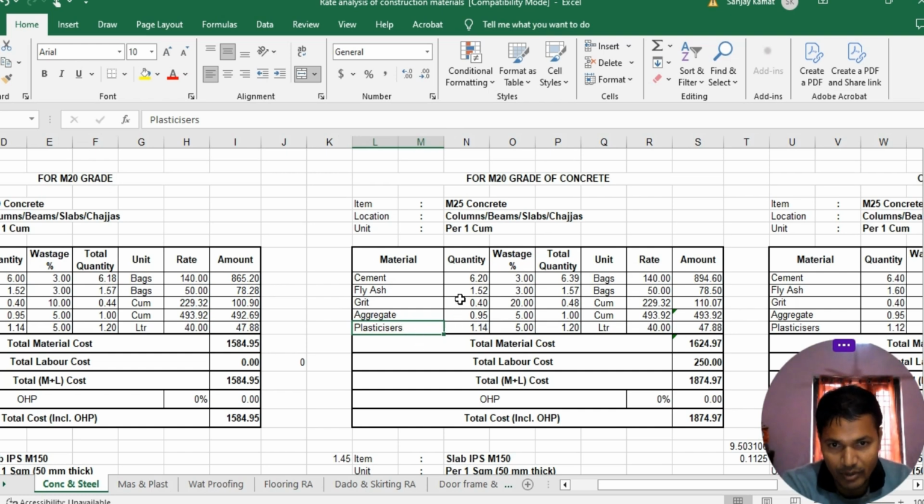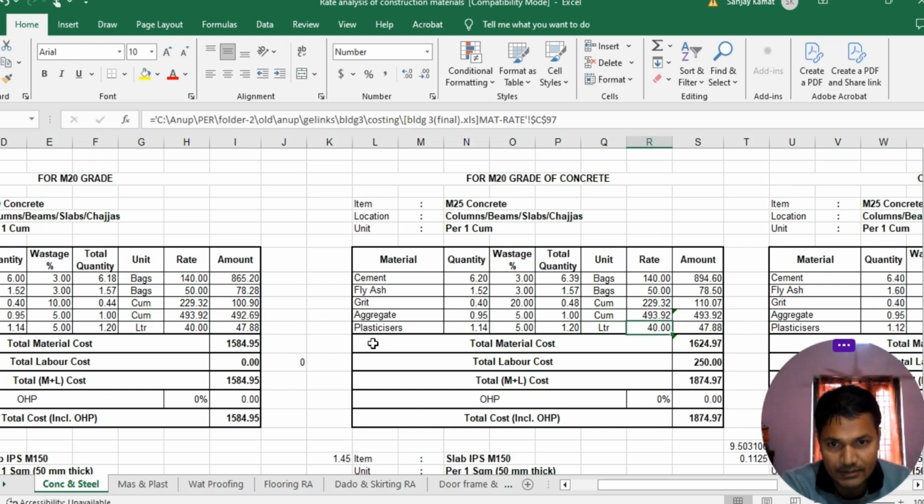Okay, so how much quantity will we take for the plasticizer this time? This time we'll take the 1.14 volume only. The wastage percentage this time will be only 5%, not more than that. And the total quantity we have to take is 1.20. As I told you earlier, the plasticizer is a liquid, so it will be in liters, and its unit will not change.